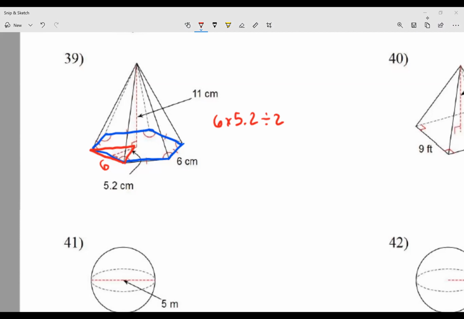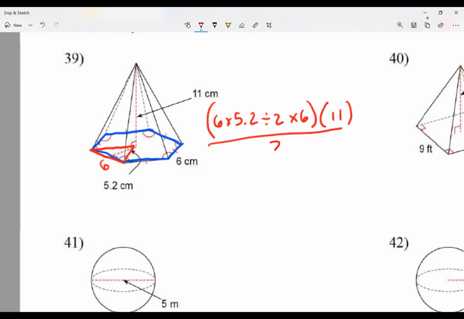But then I'm going to multiply my triangle result by 6. That's going to give me the area of the whole polygon. I'm multiplying by 6 because there are 6 sides. All right, I look for the area of my triangle times how many sides we got. All of that, that's the area of the base. Whatever I get, I'm going to multiply by 11 because the height is 11. And then whatever I get, I'm going to divide by 3. So I'm going to go 6 times 5.2 divided by 2 times 6 times 11 divided by 3. It gives me 343.2.